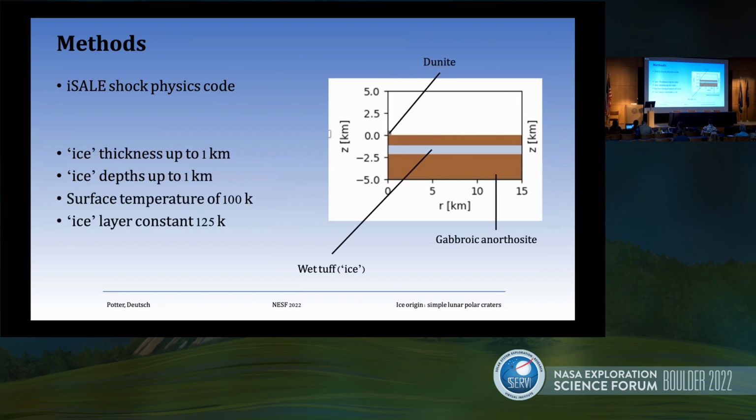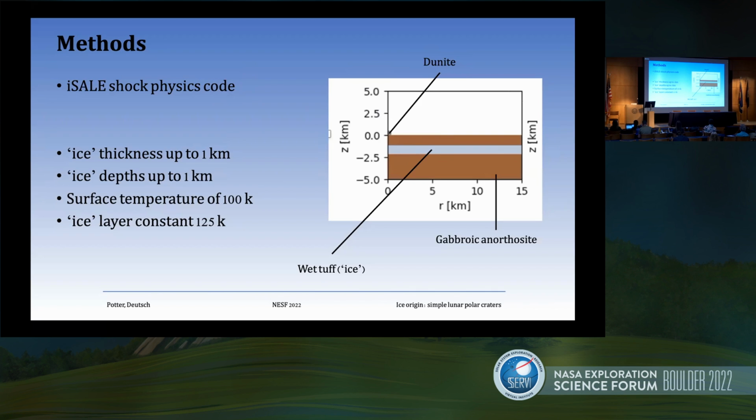The setup of our moon consisted of two layers, a crustal layer, which was represented by an equation of state for gabbroic anorthosite. This again has been used extensively as a crustal analogy for the lunar crust. We used dunite to represent the impactor. And then for our ice layer, we used a wet tuff equation of state.